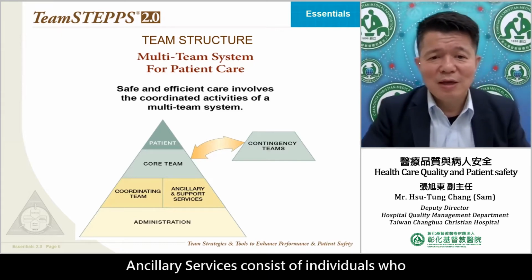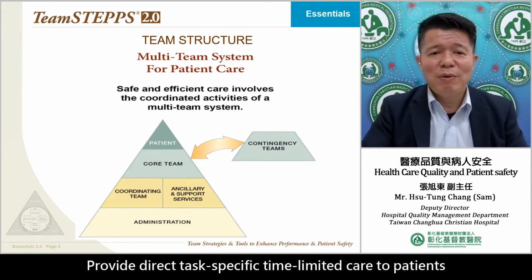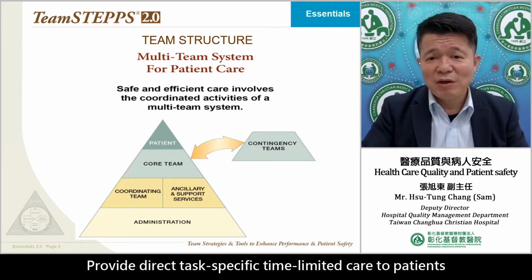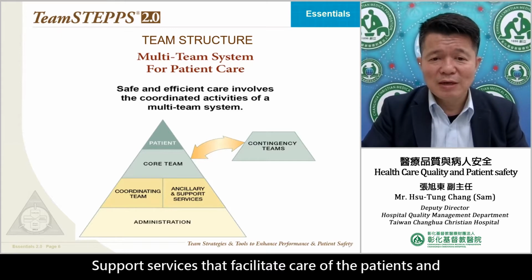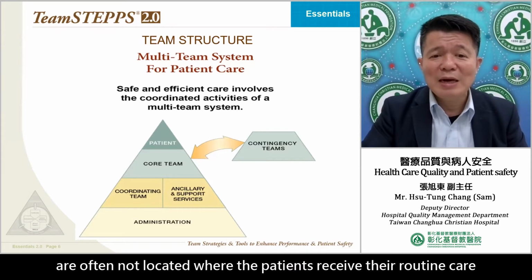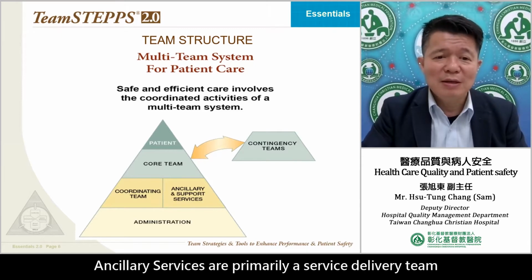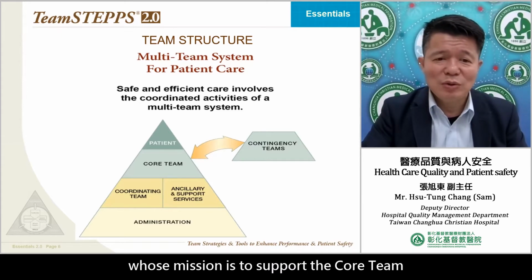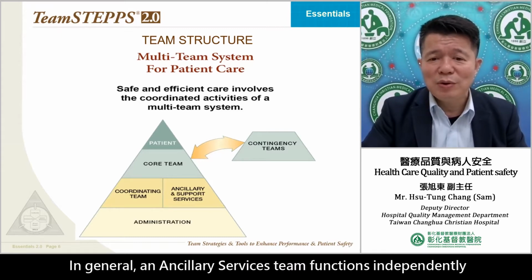Ancillary services consist of individuals who provide direct, task-specific, time-limited care to patients. Support services that facilitate care of the patients are often not located where the patients receive their routine care. Auxiliary services are primarily a service delivery team whose mission is to support a core team in general. Ancillary services teams function independently.